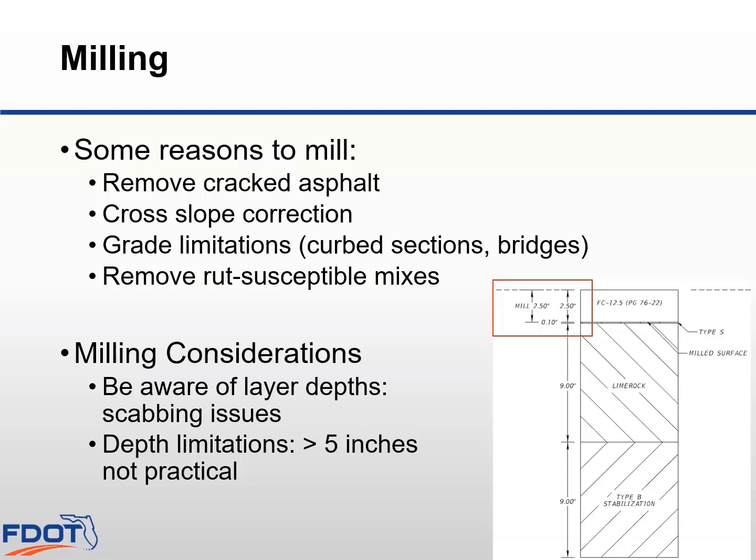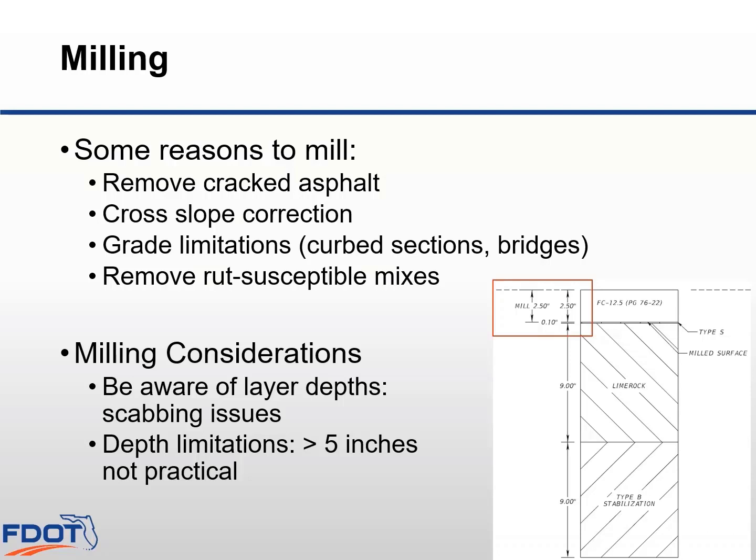Cross-slope correction is another typical reason for milling. It's usually simpler to correct cross-slope using milling rather than variable depth paving. Allowing the contractor to place uniform lifts of asphalt will result in a better product. You may have a project that has specific grade requirements, such as presence of curb and gutter, or bridge approaches or underpasses. In these projects, milling may be a good tool for achieving proper roadway grade.